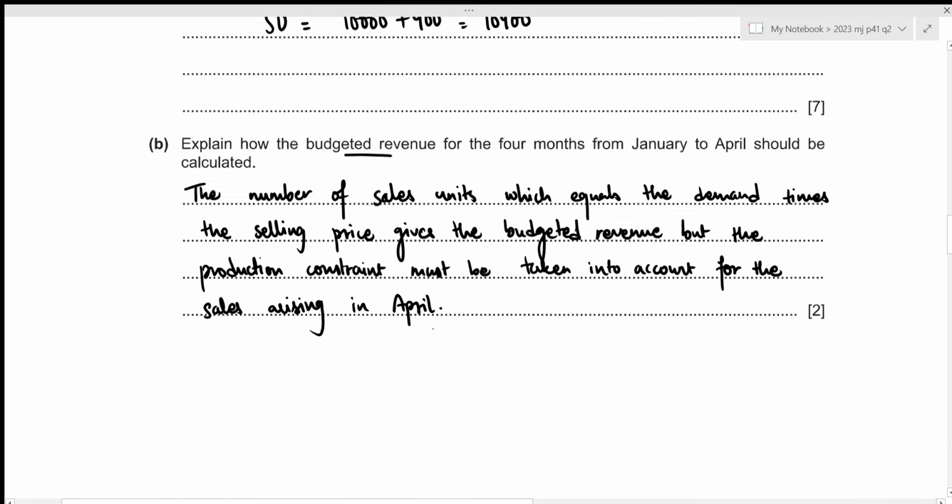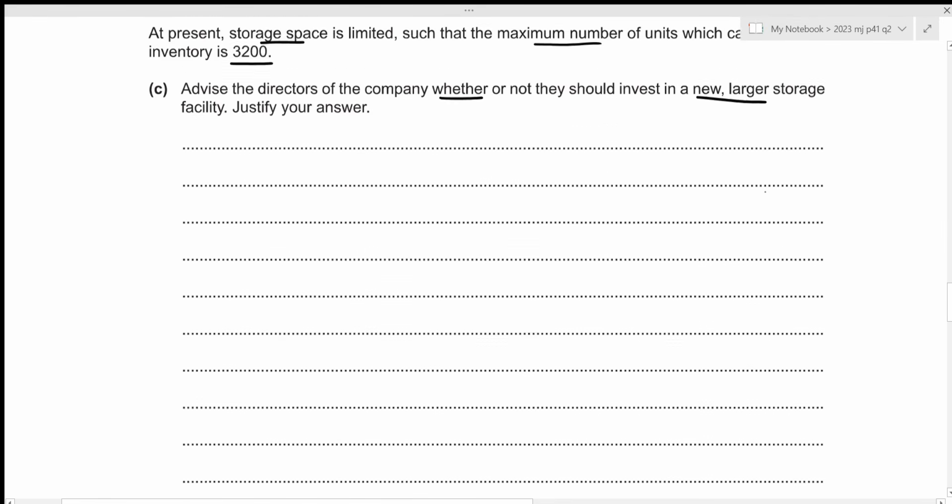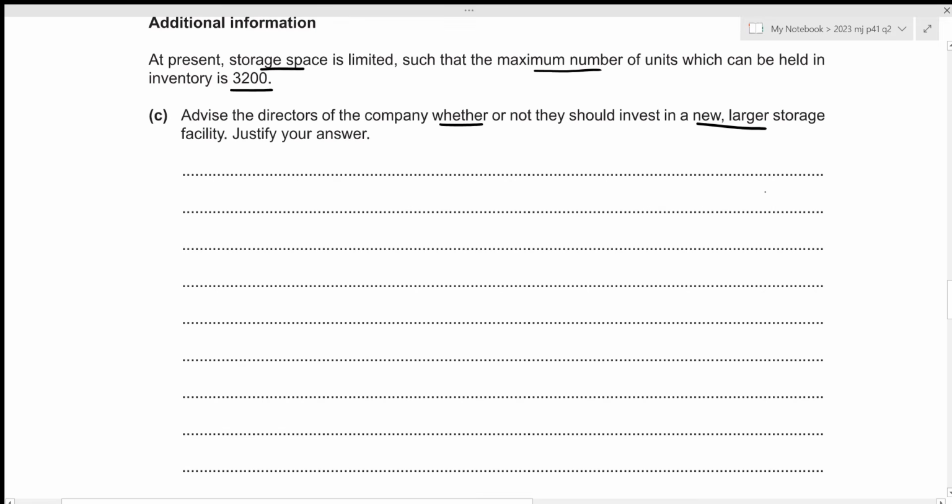We can now move towards the third one. We're given additional information. At present, storage space is limited such that the maximum number of units which can be held in inventory is 3200. Now we need to advise the directors of the company whether or not they should invest in a new larger storage facility. We also need to justify our answer. This is of 7 marks, which means that we need to have at least 6 justifications.